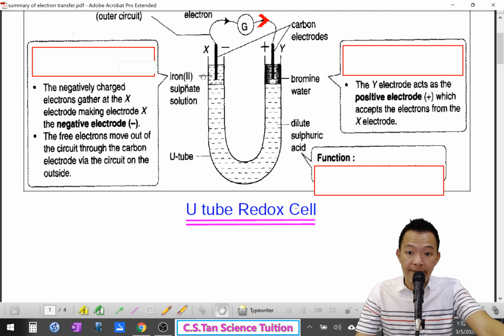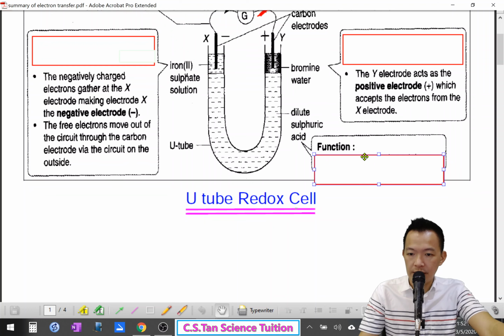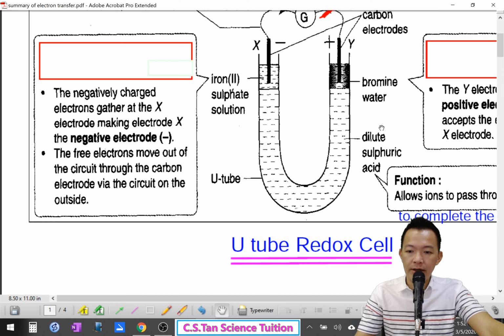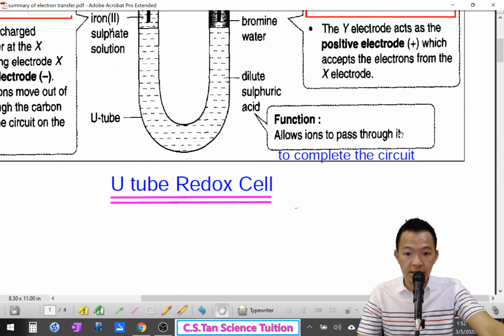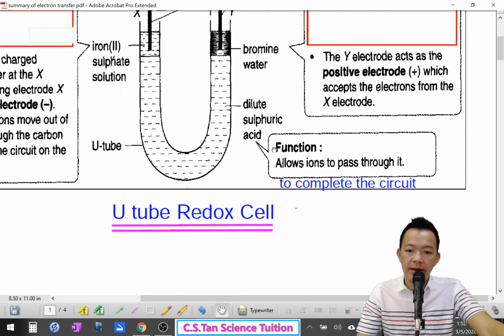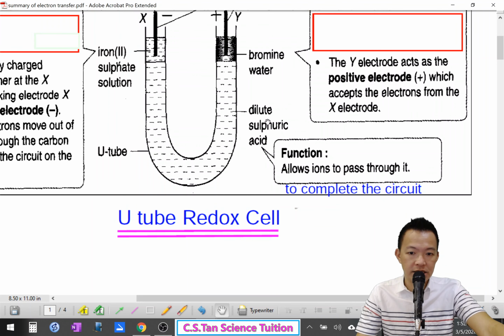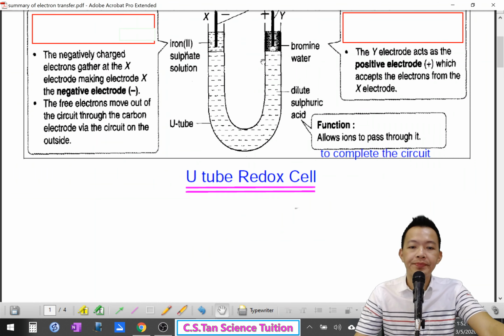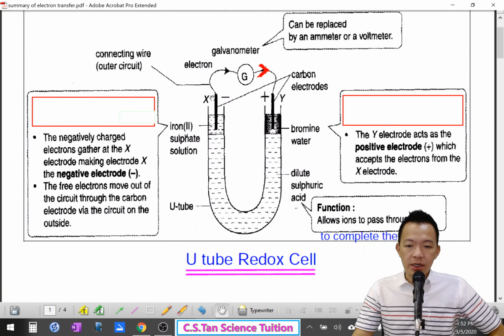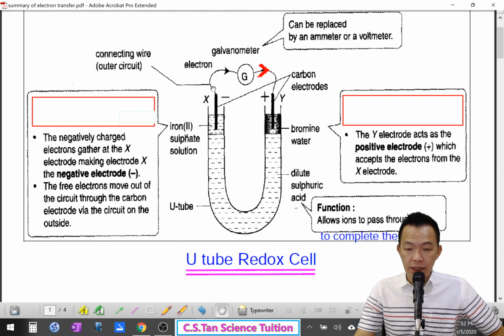Between the iron 2 sulfate and bromine water, I separate them with an electrolyte. The electrolyte today is dilute sulfuric acid. So what is the function of this sulfuric acid? To allow the ions to pass through, to complete the circuit, to separate the two reactants but allow the ions to pass through. So this is the electrolyte at the center, the salt bridge. Now, when the circuit is complete, is anything going to happen?